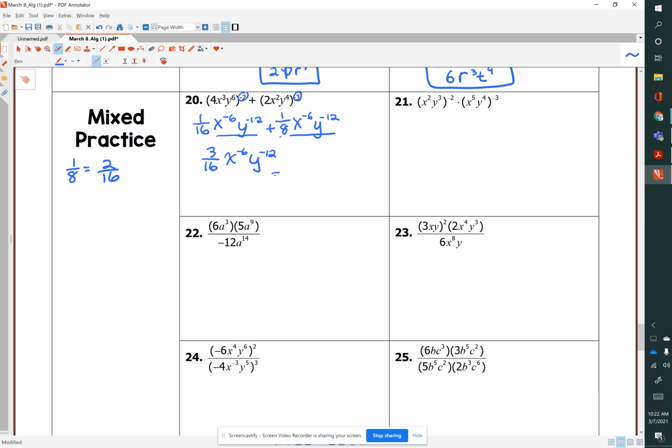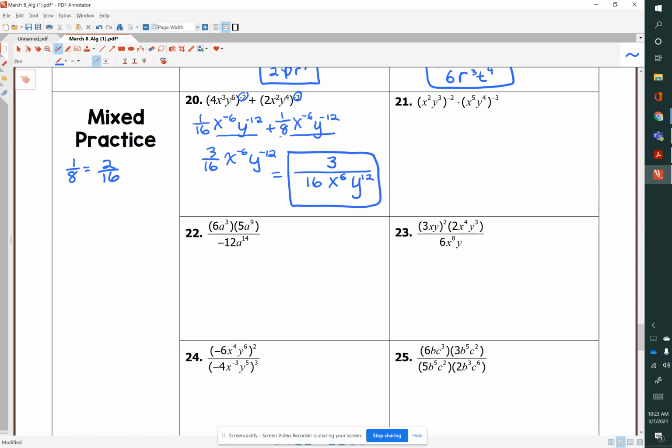And now we need to rewrite this with no negative exponents. 3 is still our numerator over 16. And we put y in the denominator with a positive exponent of 6. Oops, I forgot my x. We put x in the numerator first because we go in alphabetical order with a positive exponent of 6, and y in the denominator with a positive exponent of 12. The only thing in the numerator is the 3, and if I want to be nice and neat, I can move that over to the middle so it looks nice and neat.